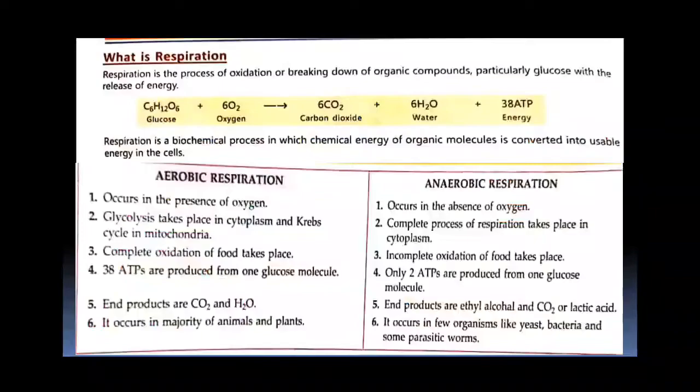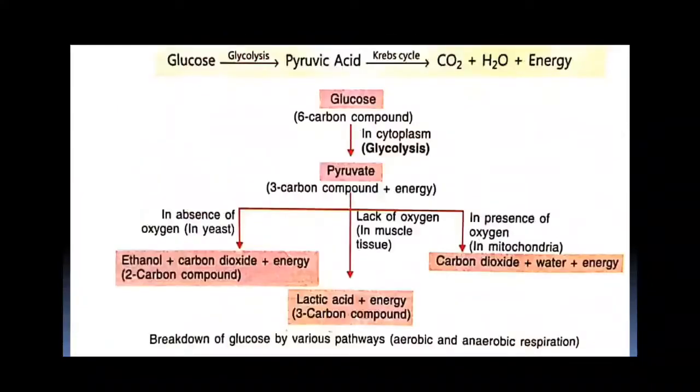produced. Now, anaerobic respiration occurs in the absence of oxygen and it is incomplete breakdown of respiratory substrate. Now, here only 2 ATP are produced from one glucose molecule and the end products are ethyl alcohol and CO2 or lactic acid. Now, this shows the breakdown of glucose by various pathways.